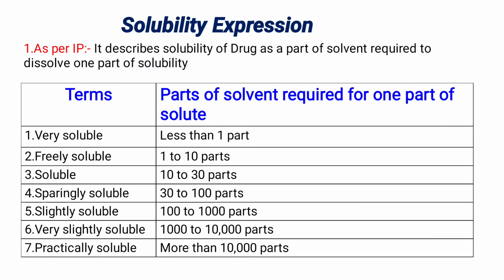Solubility expression: very soluble, less than 1 part; freely soluble, 1 to 10 parts; soluble, 10 to 30 parts; sparingly soluble, 30 to 100 parts; slightly soluble, 100 to 1000 parts; very slightly soluble, 1000 to 10,000 parts; practically insoluble, more than 10,000 parts. Practically insoluble, not soluble, you have to correct it.